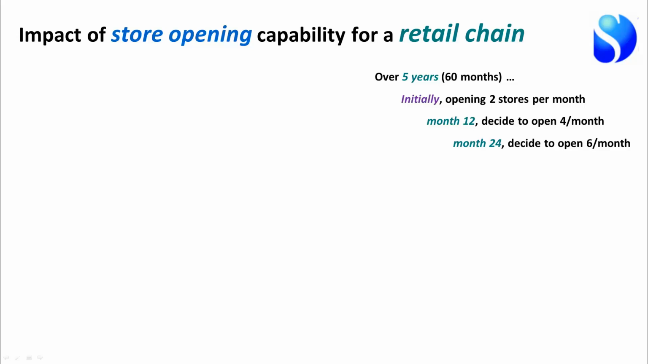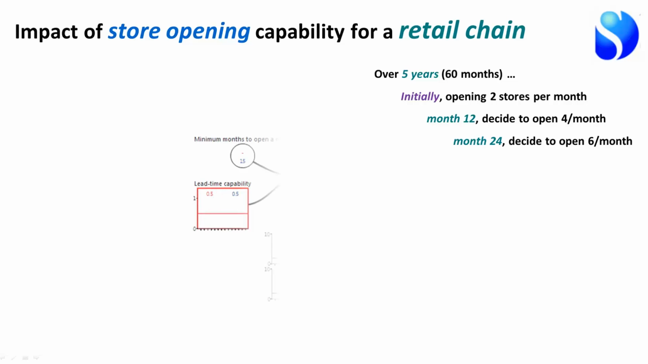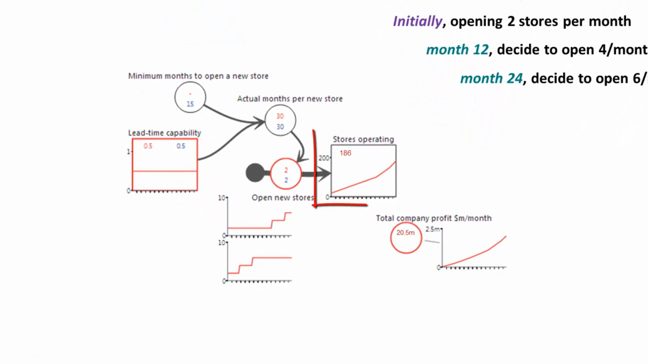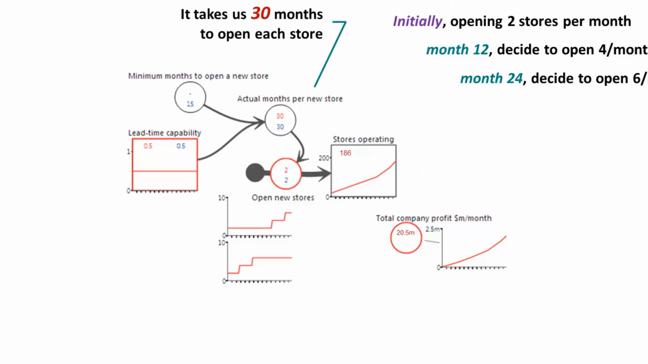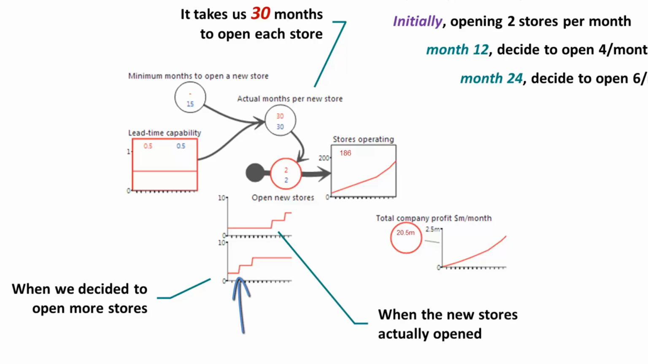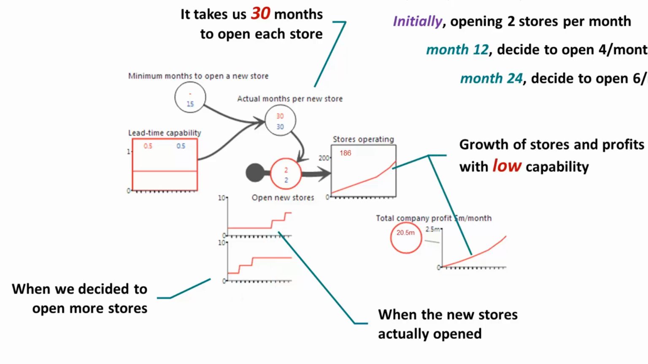But remember, it takes 30 months to actually open a store between the decision to open it and actually having it open and trading. So here in the middle, you can see the growth of the store network, the number of stores operating over that 60-month period. It takes us 30 months to open each store. So here is the gap between when we took the decision, that's the bottom chart, and when the new stores were actually opened, that's the chart above that. There's a 30-month delay between those two. That leads to the growth in the number of stores and profitability shown on the right.